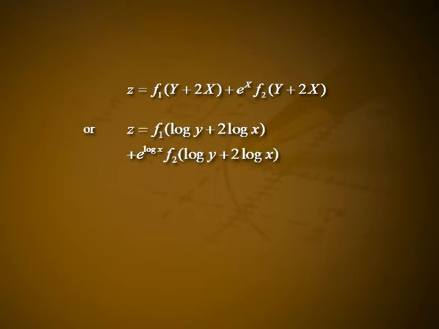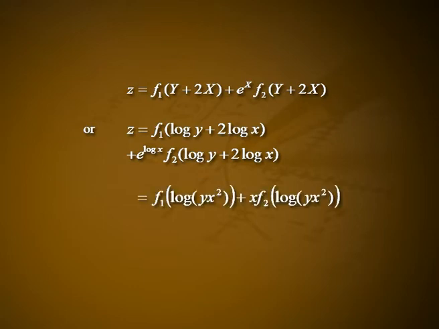Therefore, the complementary function is z = f1(Y+2X) + e^X f2(Y+2X), or z = f1(log y + 2 log x) + e^(log x) f2(log y + 2 log x), which is equal to f1(log yx²) + x f2(log yx²), which is equal to g1(yx²) + x g2(yx²).